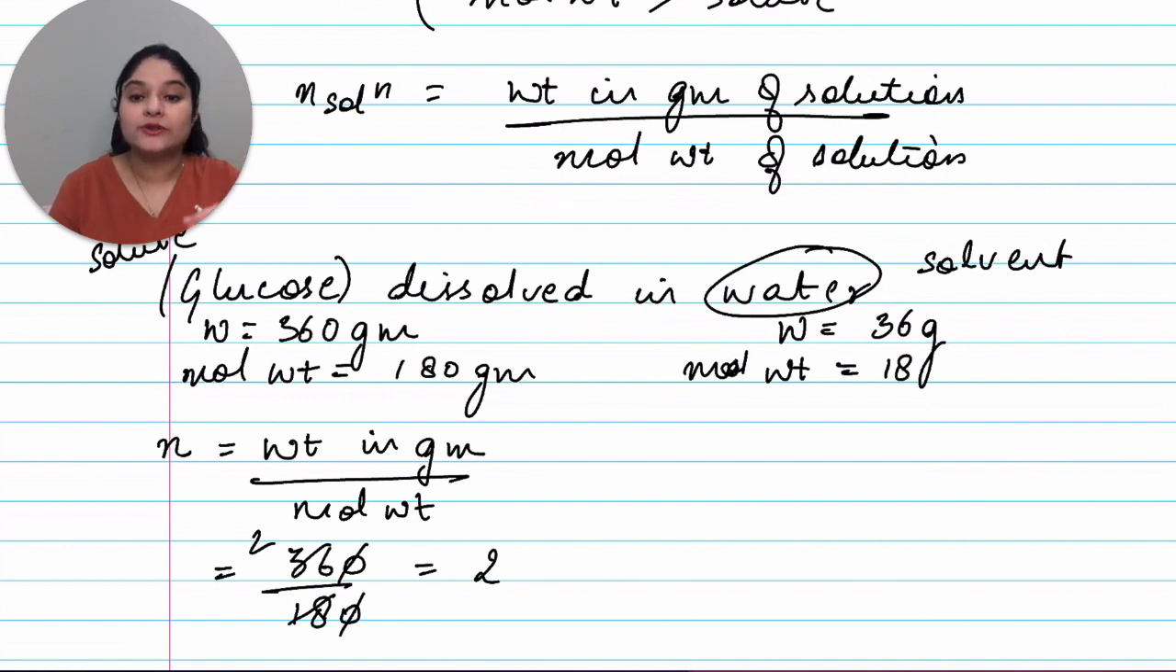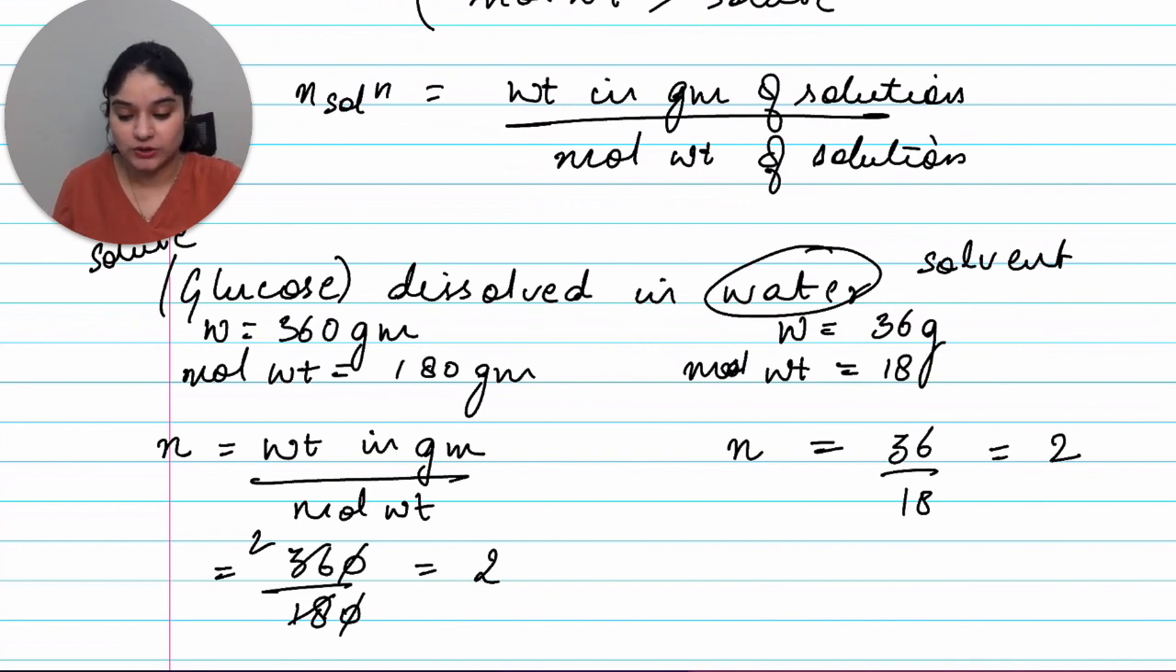Now let's try the same thing for water. When we are calculating for water, N will be 36 over 18, which will be 2. Okay students, please try this out at home also. Keep trying out questions and practicing. Now, this was the first thing. This is the second thing we did.